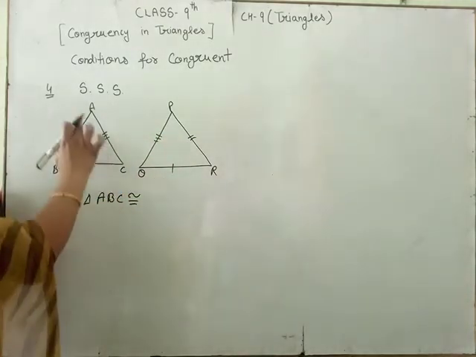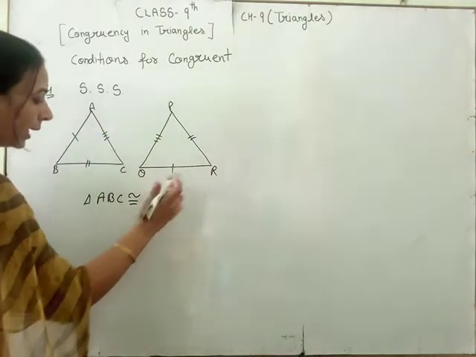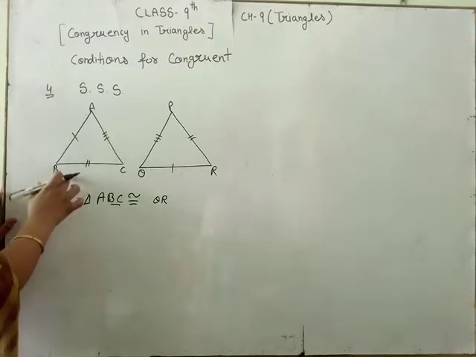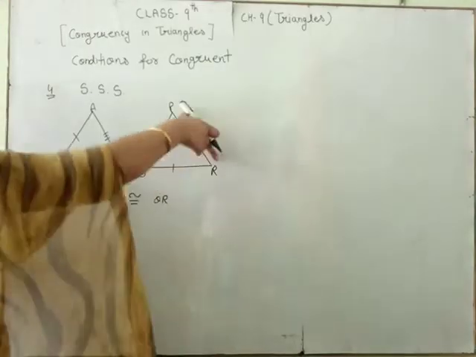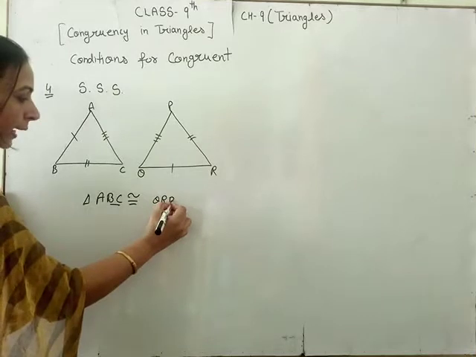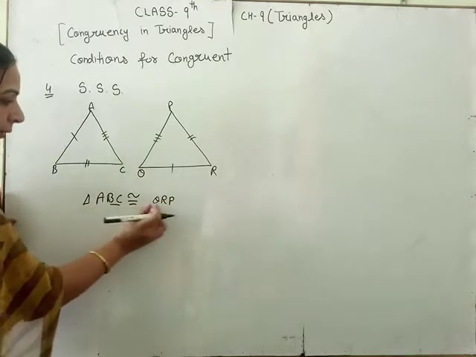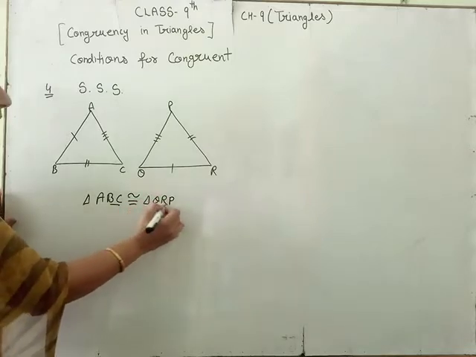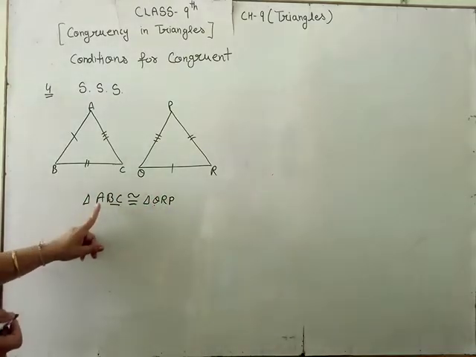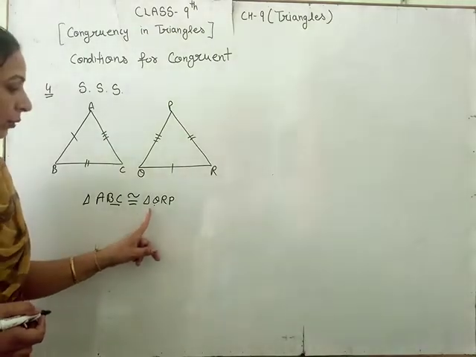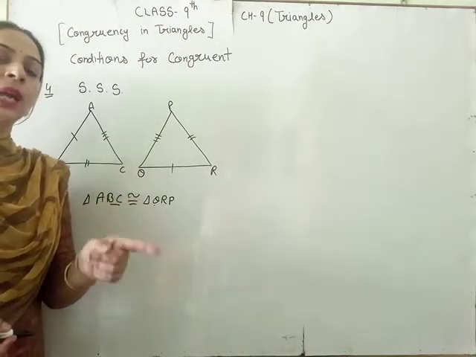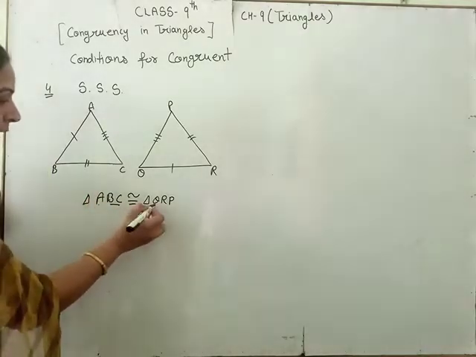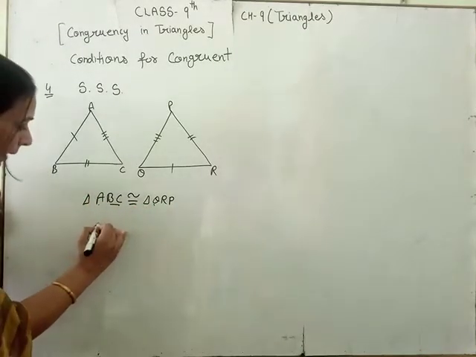AB equal to QR. Next, BC equal to RP. Okay, RP. AB equal to QR, BC equal to RP, and this is triangle QRP. So triangle ABC is congruent to triangle QRP, not PQR. Then angle A equals angle Q by CPCTC.